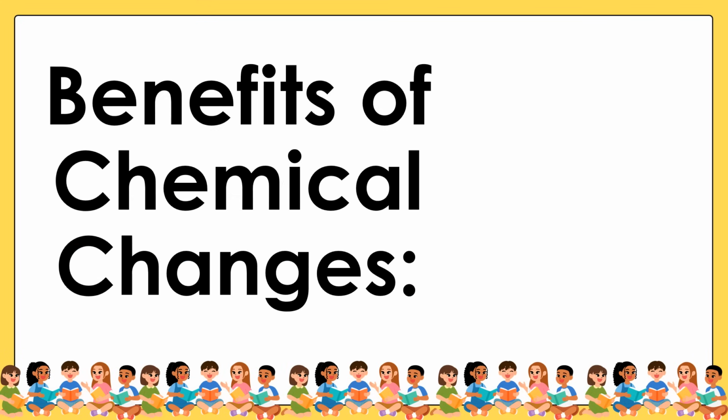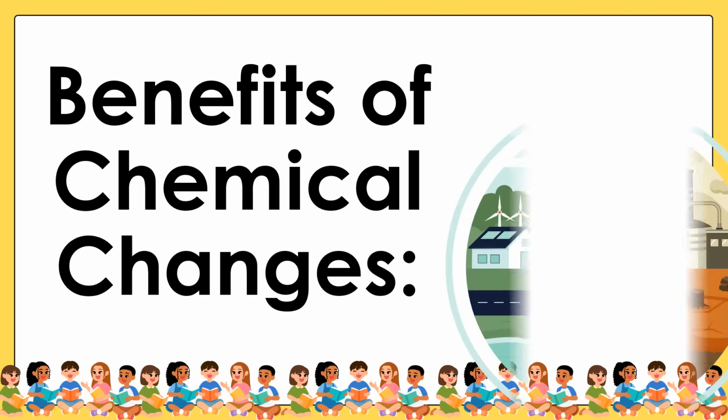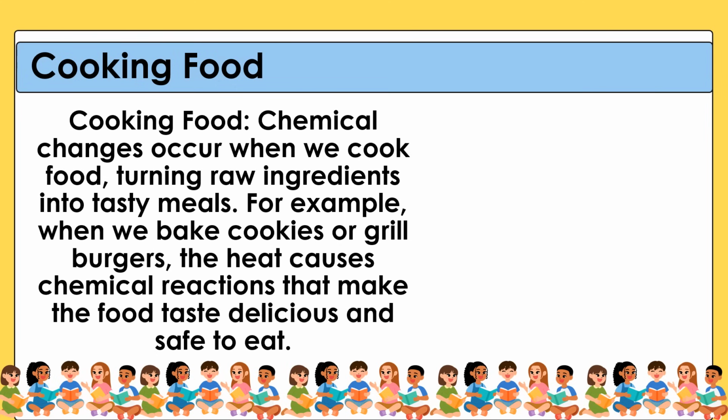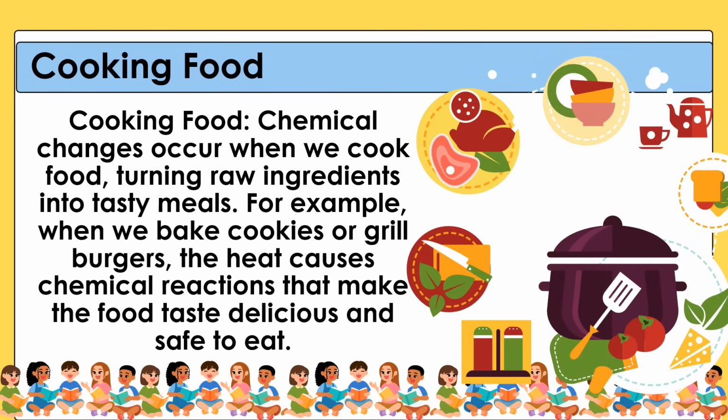Here are the benefits of chemical changes. First, we have cooking food. Chemical changes occur when we cook food, turning raw ingredients into tasty meals. For example, when we bake cookies or grill burgers, the heat causes chemical reactions that make the food taste delicious and safe to eat.